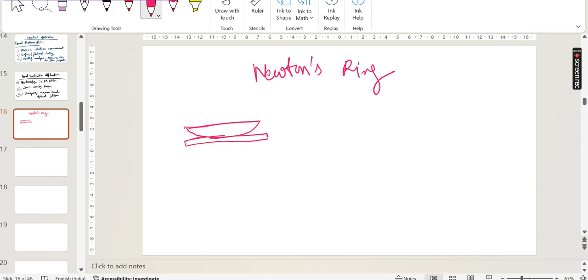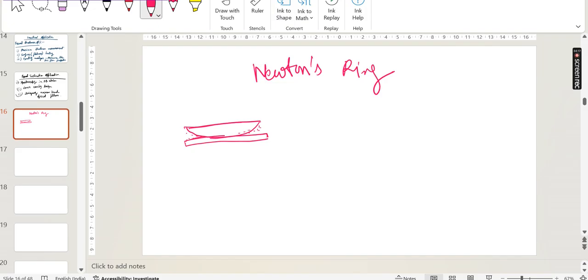So basically, the lens is kept on top of an optical flat glass, where there is an air film between the optical flat glass and the lens. This one is a plano-convex lens. I am talking about this portion. This is air, and it's the thin air film.